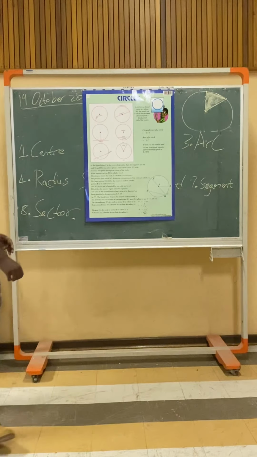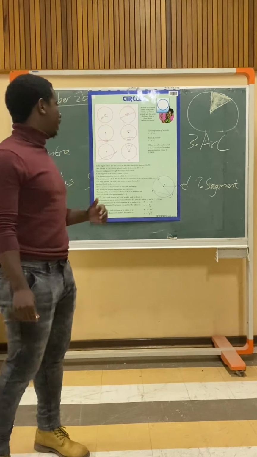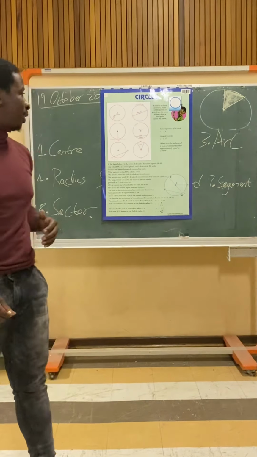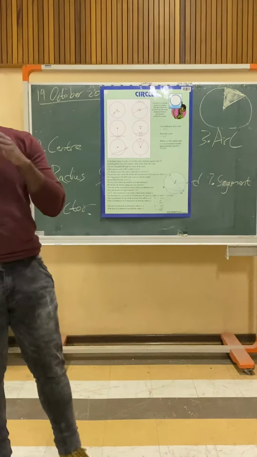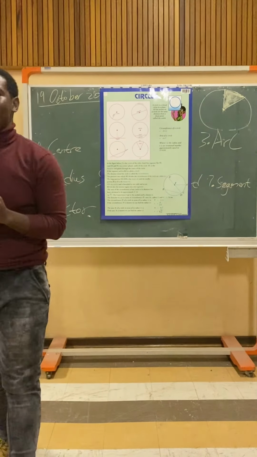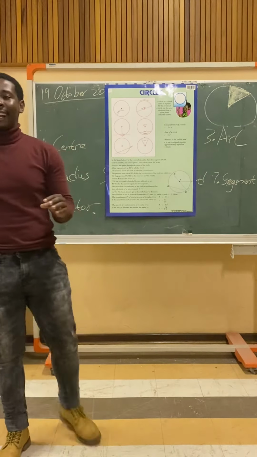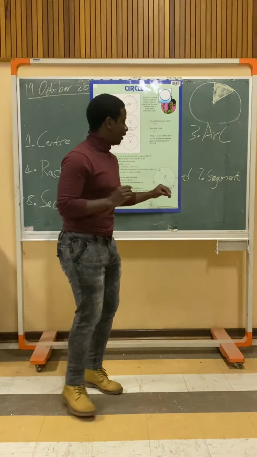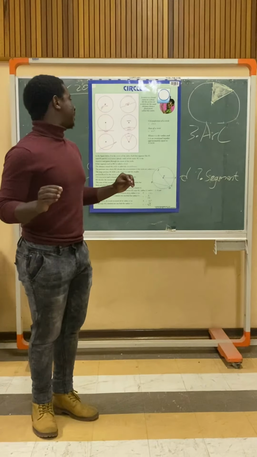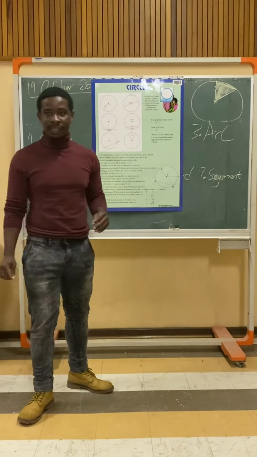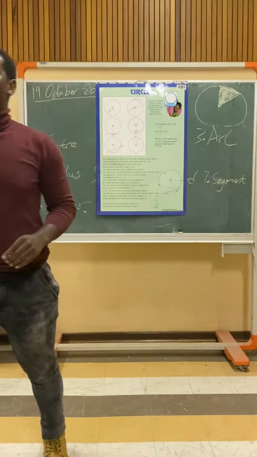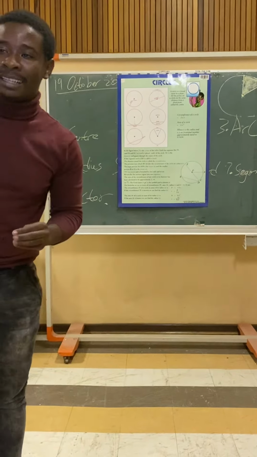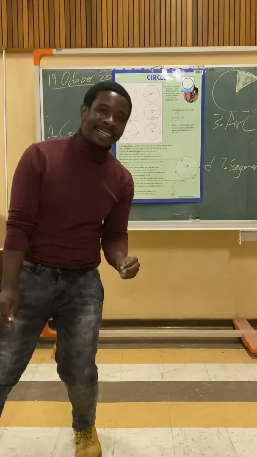All right, then we move on to another part. Then we look at an arc. An arc is a part of the circumference, which is created by a sector. Then we have two types of arc. We have a major arc. We also have a minor arc.